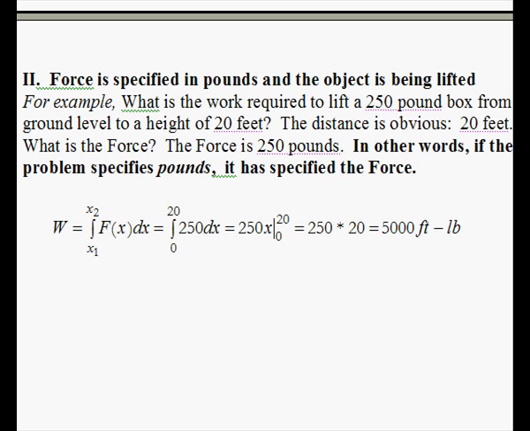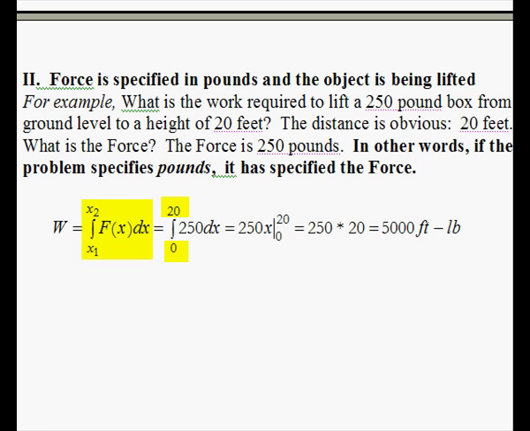Now let's look at a similar example in British or imperial units. Say you're given force in pounds, and the object is being lifted. So the example could be, what is the work required to lift a 250-pound box from ground level to a height of 20 feet? So the object is starting here. It's the same integral over displacement. It starts at 0, right on the ground, and goes up to 20 feet.